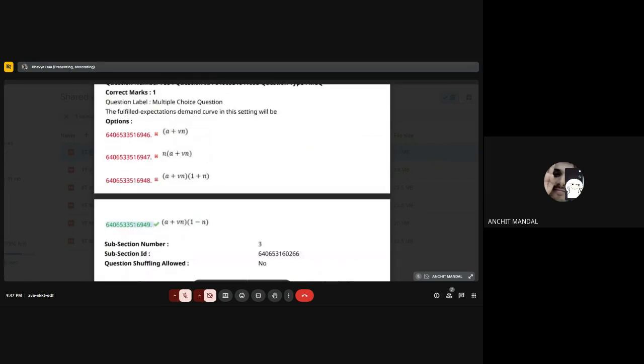Here it is. Expected fulfilled expectation demand curve. N is equal to NE. And you get the same expression. A plus VNE gets substituted with A plus VN. This comes again from the previous formula, P of NE comma N.